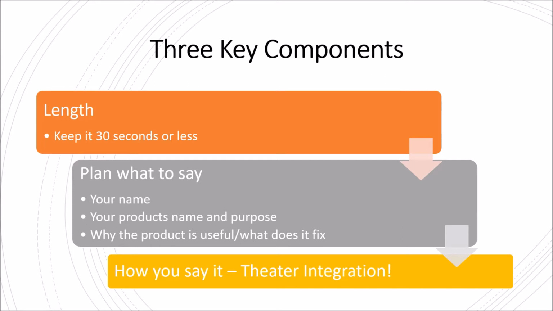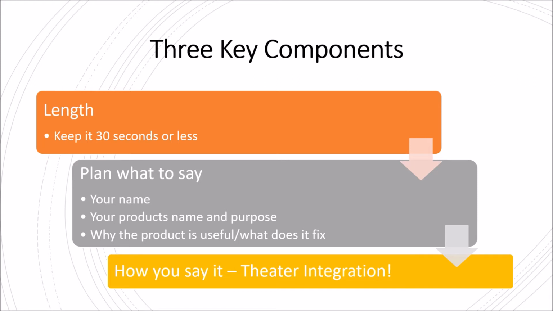Second is what you say. The basic things people at InVenture will want to hear are your student's name, their product's name and purpose, and why the product is useful or what problem it is fixing. Sometimes why the product is useful is obvious based on what the product does, but if it's not obvious, make sure your students state it explicitly.